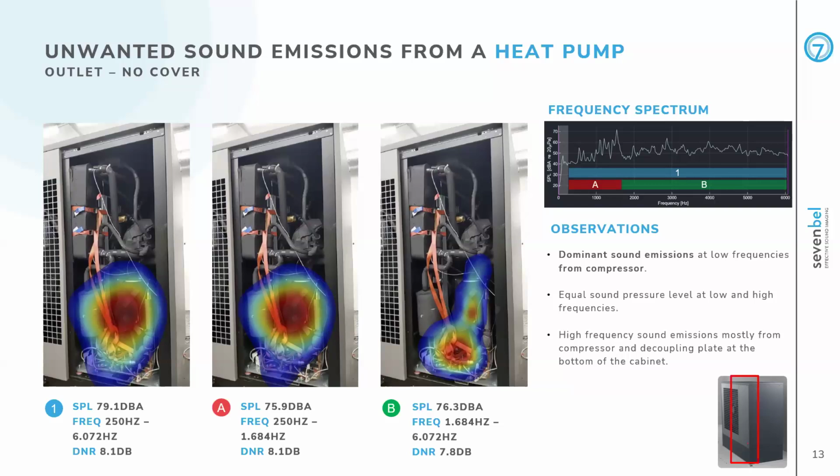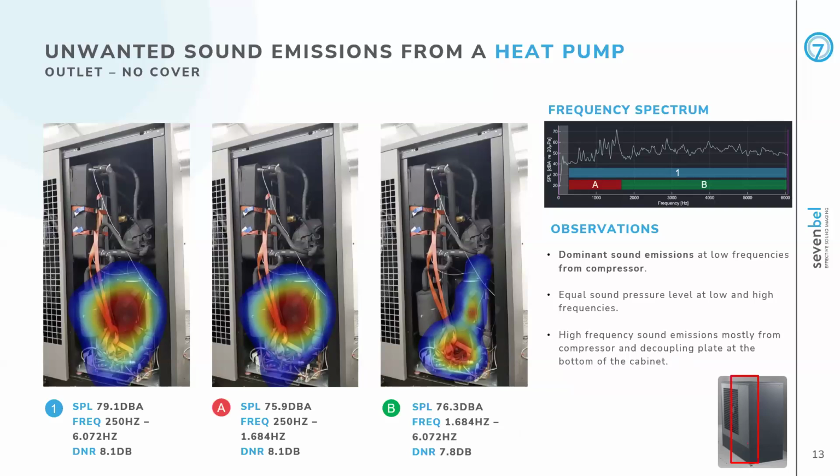We can now take this one step further and try to understand where the high frequency range is being radiated from. And in this case, from 1.6 kilohertz to 6 kilohertz, the main components are the compressor, but also a decoupling plate at the bottom of the cabinet. So if we want to deal with that noise, we also have to take into account that decoupling plate at the bottom of the unit.